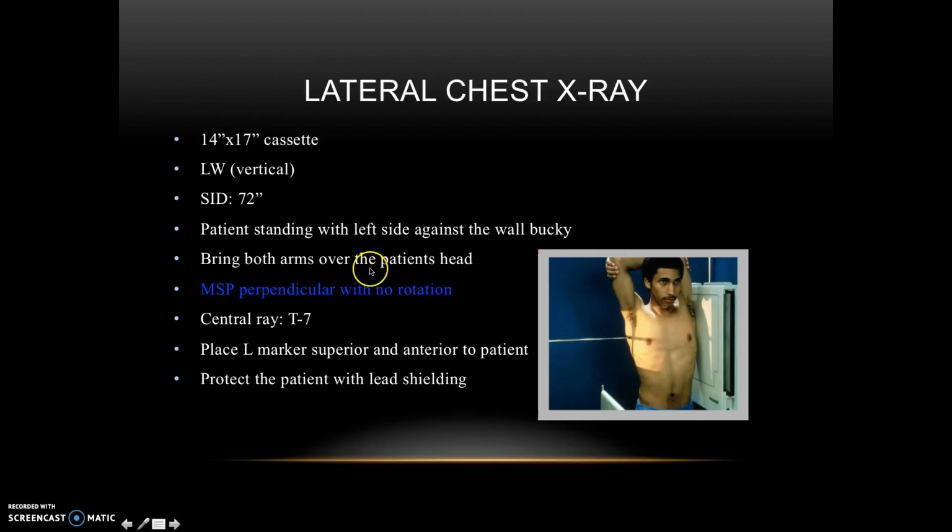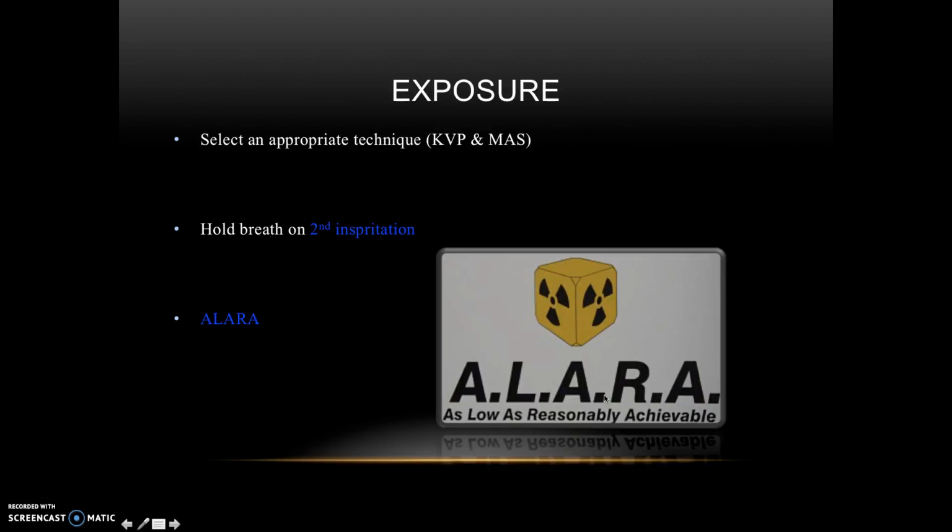We're going to bring both arms above the patient's head so they won't be in the way of the chest. The mid-sagittal plane is going to be perpendicular with no rotation. We don't want the patient rotating any. We want them straight. The central ray is going to be at T7, just like the PA chest x-ray. Then we're going to be placing the left marker at the superior and anterior part of the patient, so it would go here. And here they're using a rolling pole with a lead shield on it to protect the patient. So we've protected the patient.